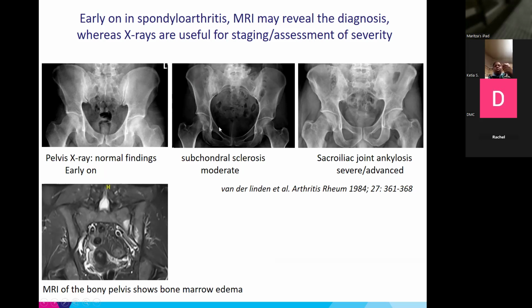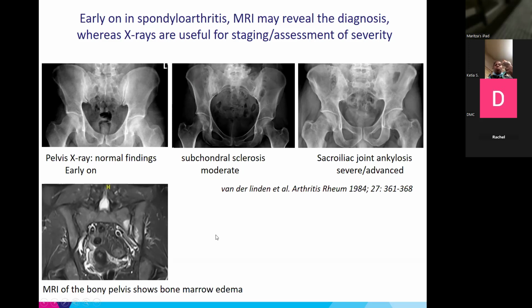Whereas if the person has had ongoing arthritis and it's advancing, then you start to see that extra calcium is deposited on either side of the joint. This is called subchondral sclerosis. This is a moderate case. And then eventually over time, what can happen is the joints become totally fused. So the cartilage is gone and now the bone is fused. You can't even see where the joint is anymore. And this can lead to difficulty with walking and bending.